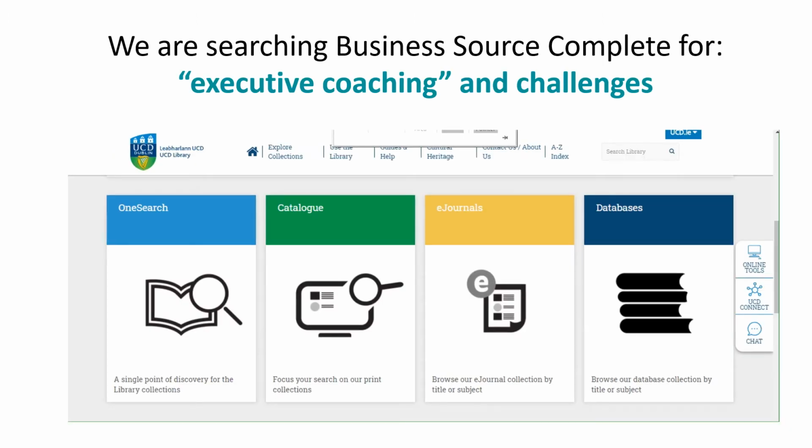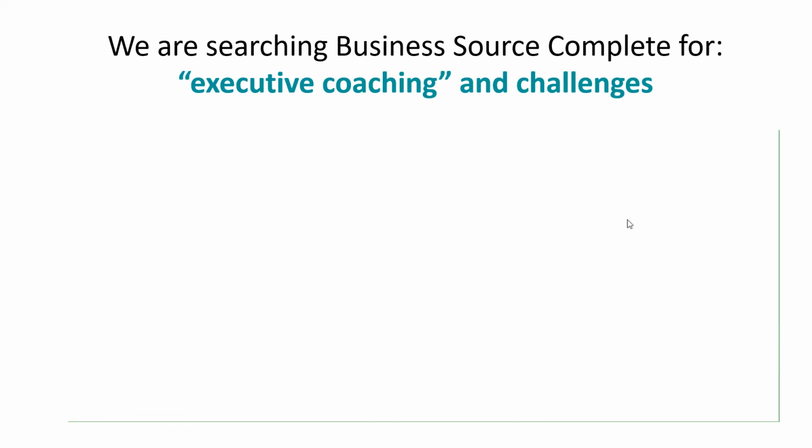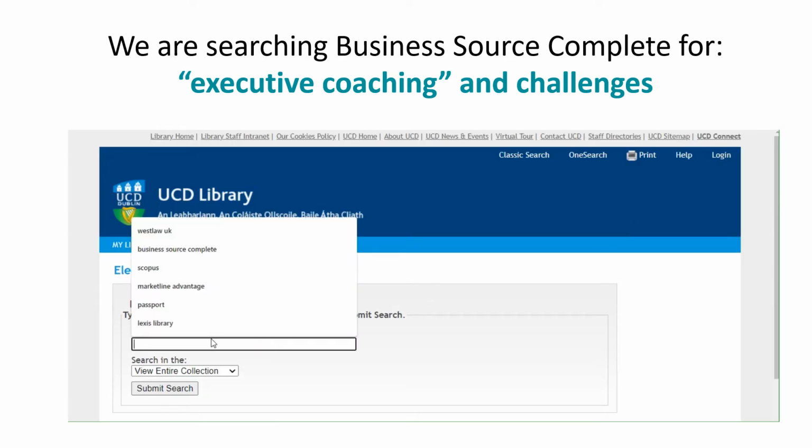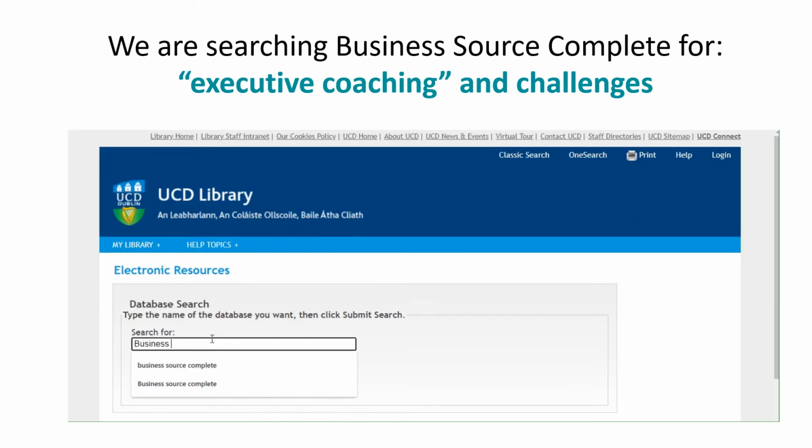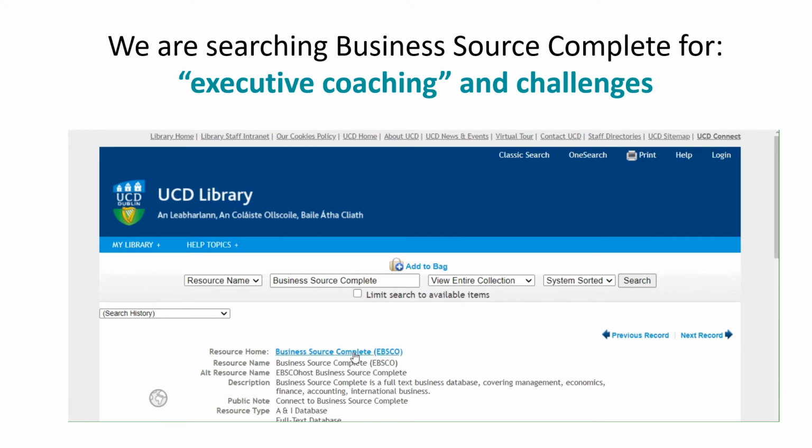To find the database Business Source Complete in the library, click on the Databases tab in the Online Tools page. Type in the title of the database, Business Source Complete, and click on Search. Click on the title of the database to access it.